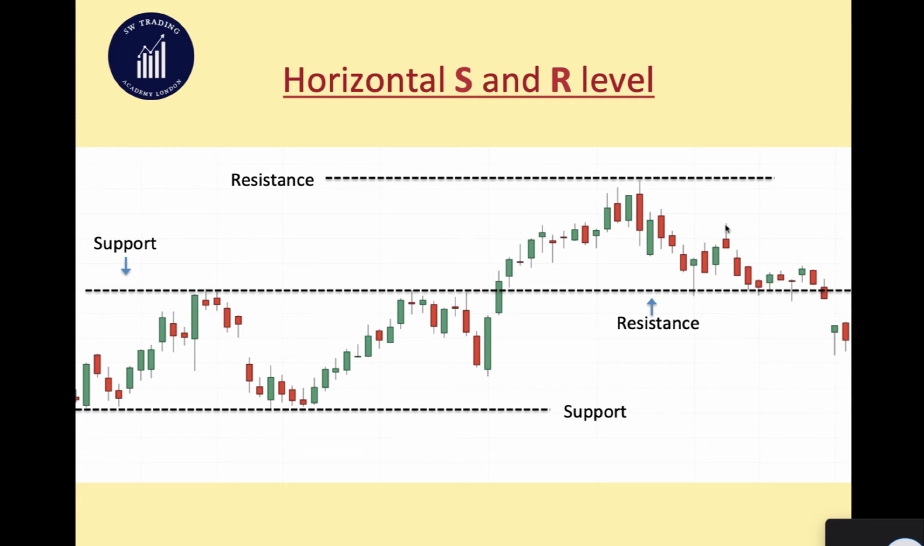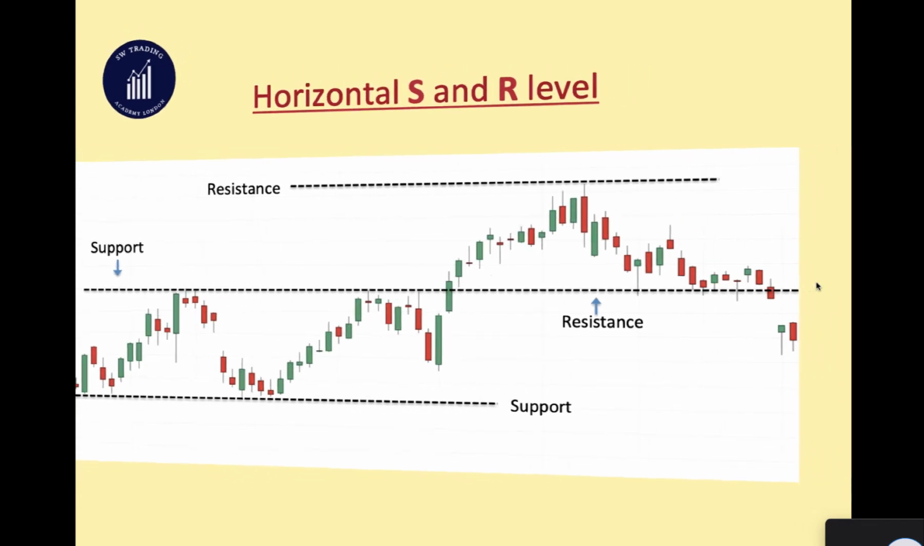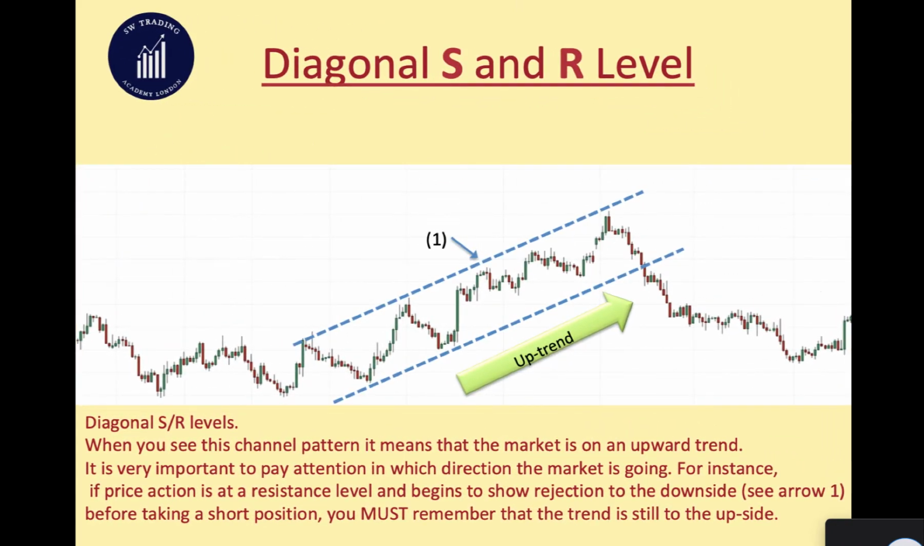But this time, the bullish did not have any strength to carry on pushing the price up, making the price come back to the same previous high. Instead, the price just reached this level here, and started moving towards the downside. So now we see the diagonal levels. When you see this pattern, we call this a channel, okay, because it looks like a channel here, right? It means that the market is in an upward trend, okay?